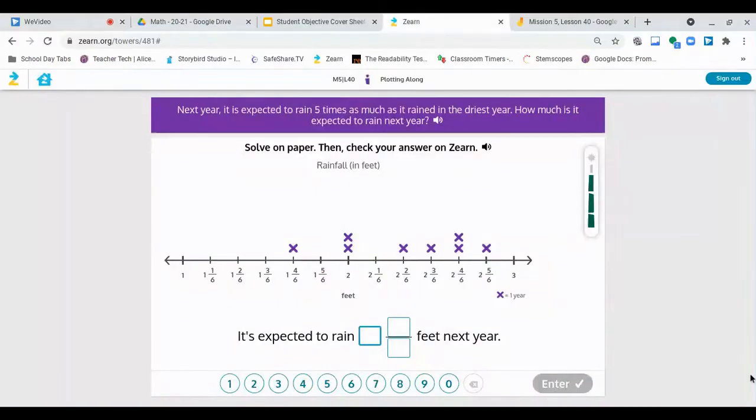It's going to be best to look at the Tower of Power and an example from the final tier of the Tower of Power. Okay. So notice here we have a line plot that's already been filled out for us. It tells us here, this is rainfall in feet. Here's the label: each X equals 1 year. It also has a word problem to go along with it right up here.